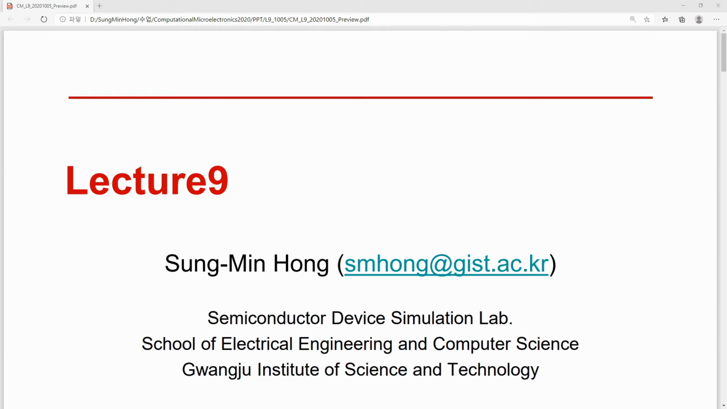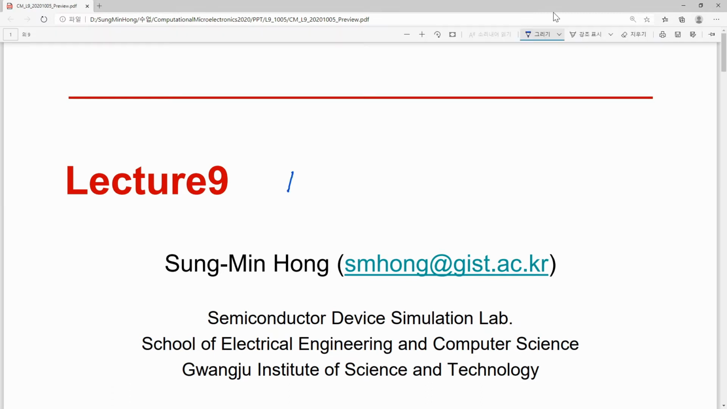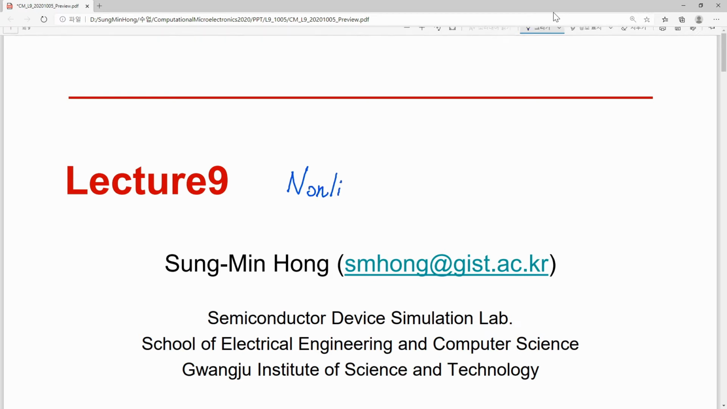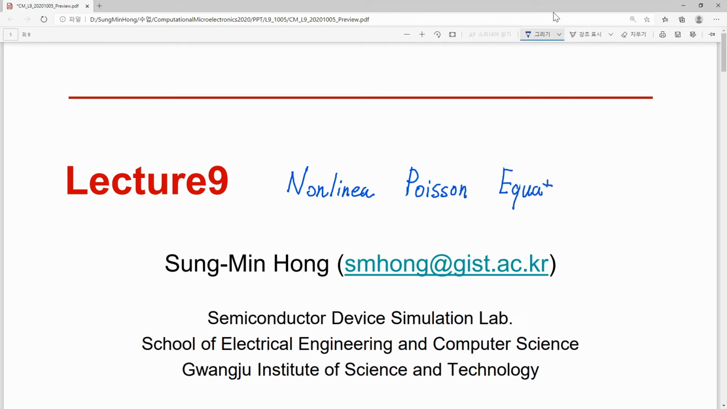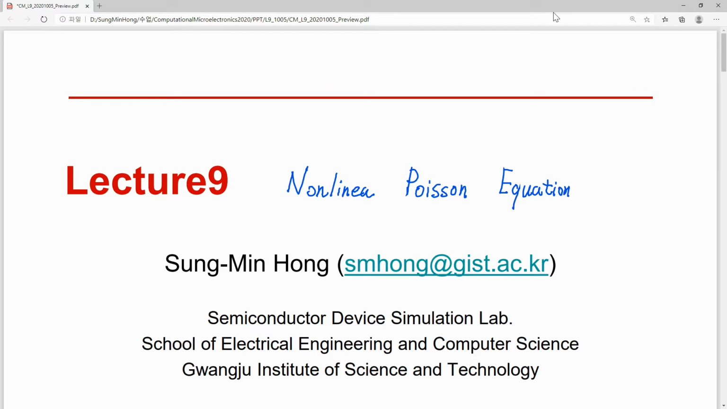Hi, this is the preview lecture for lecture 9, and up to now we have succeeded to implement a nonlinear Poisson equation solver. So we have applied it to one-dimensional double gate structure.